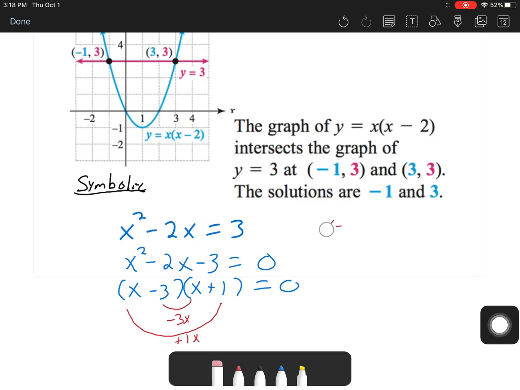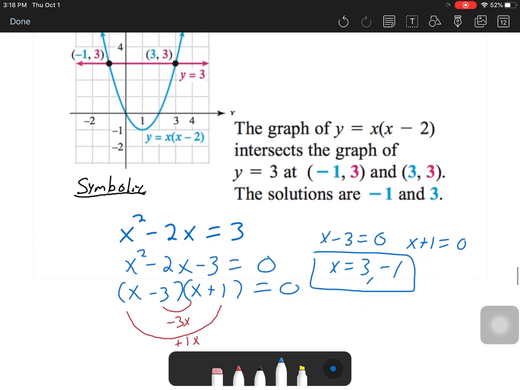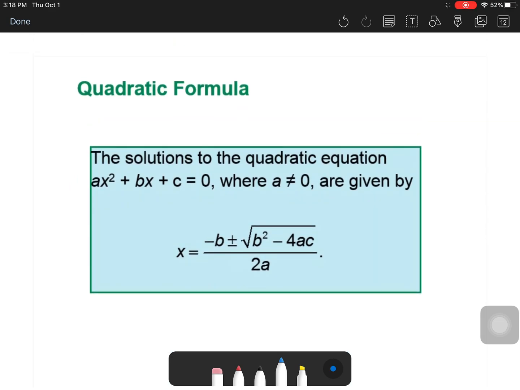So x minus 3 equals 0, and x plus 1 equals 0. X equals 3 and -1, which is what we were seeing in all the other methods. Okay, so numerically, symbolically, and graphically. Okay. Last thing we'll look at, quadratic formula.